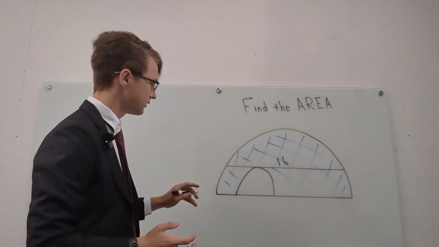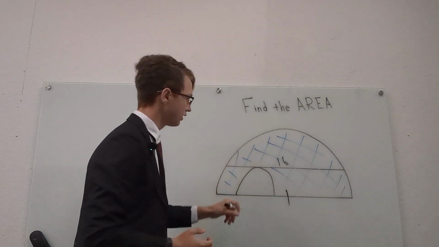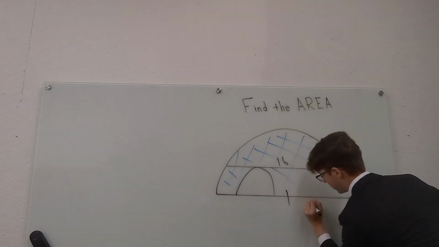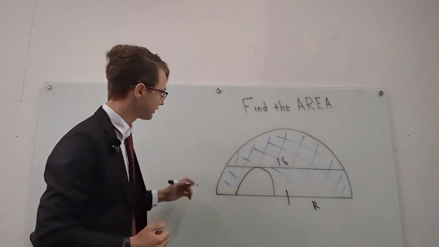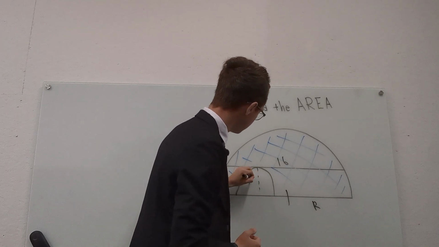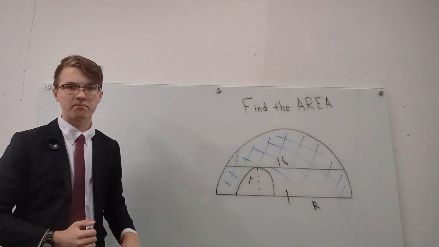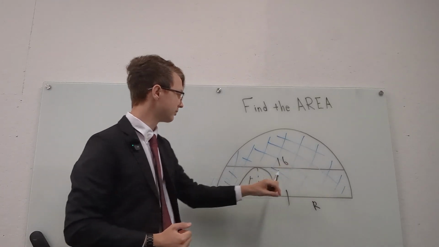Let's first get the radius of this big circle here. We'll call it big R. That's going to be the radius of that. And then let's also get the radius of this right here. We'll call it little r. Okay. We're looking for the area of this minus the area of this.